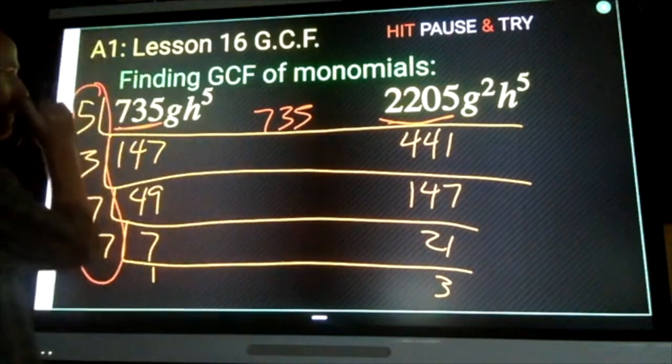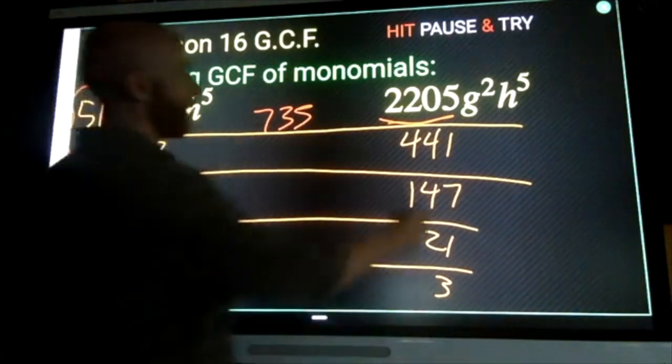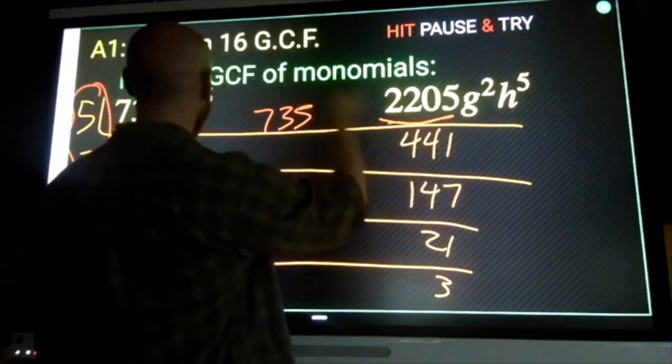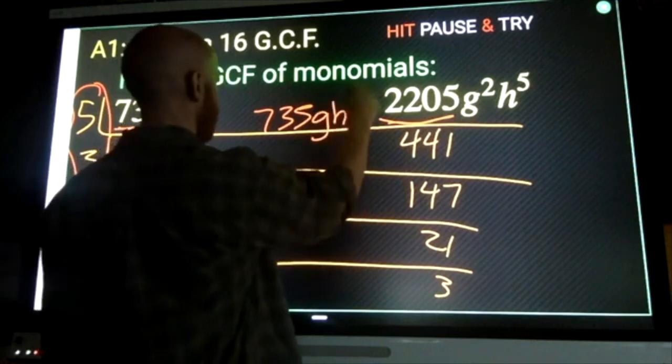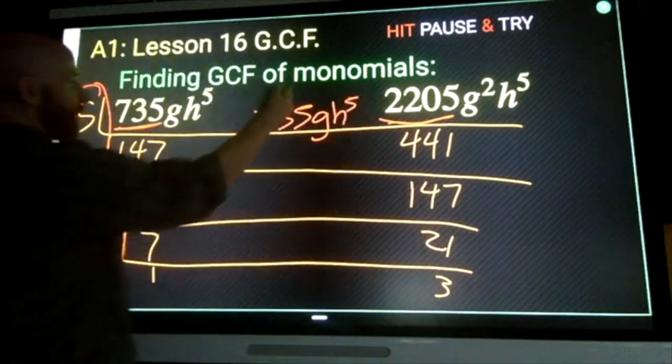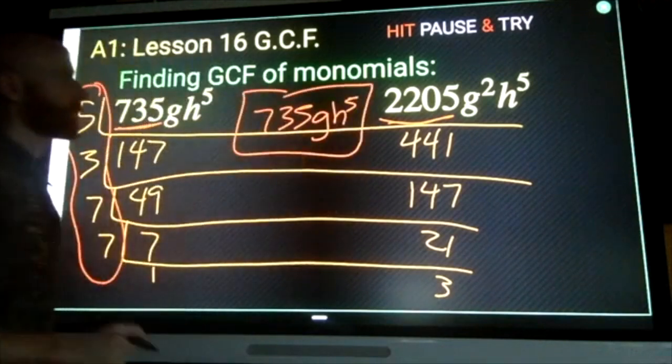So 735, and then with my h terms are the same, so h to the fifth, and I want my smaller g term, g to the first, right? Here is my answer.